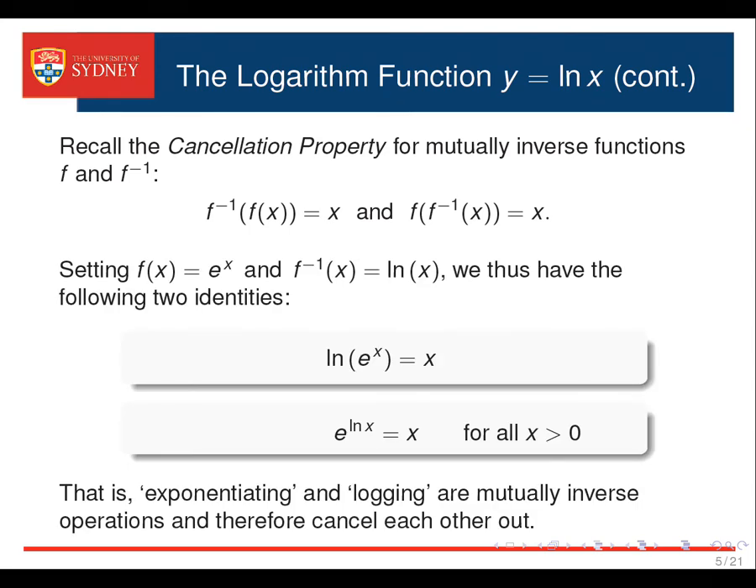Applying the cancellation property here, we get the following two identities, which state that the exponential and log functions effectively cancel each other out. Specifically, the first identity states that exponentiating an input x, followed by logging the result, results in the original x being recovered. The second identity does the operations in reverse. That is, we log the x first and then exponentiate, and this also results in the original x being recovered.